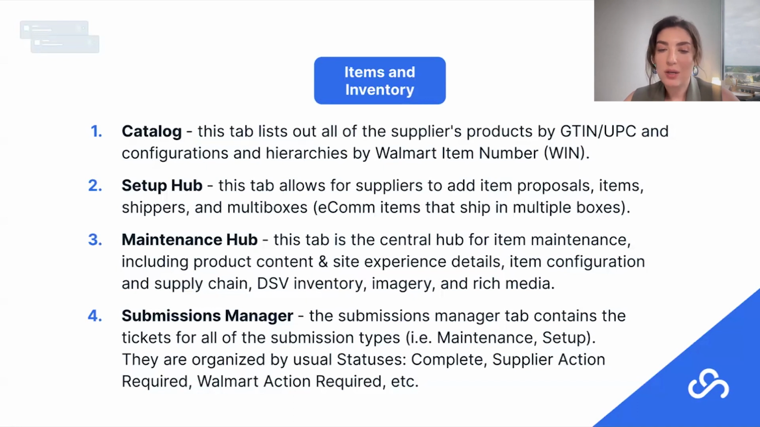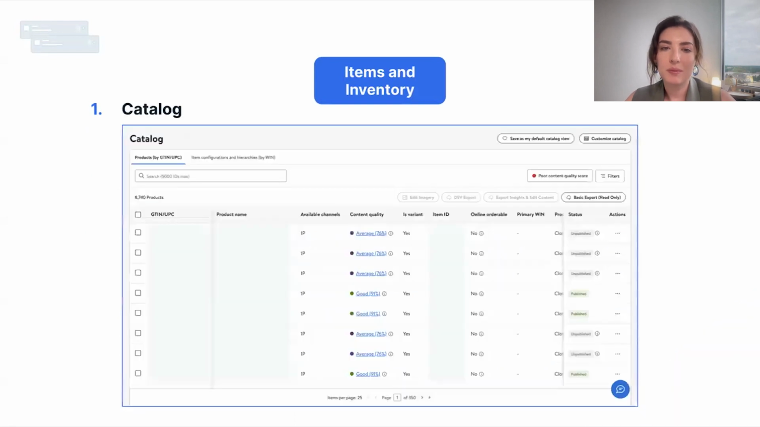And then Walmart action required, for suppliers, really just means you're waiting for Walmart to take action on that particular item, whether it's approving a setup or approving a maintenance or something along those lines. That's what those statuses break down to.